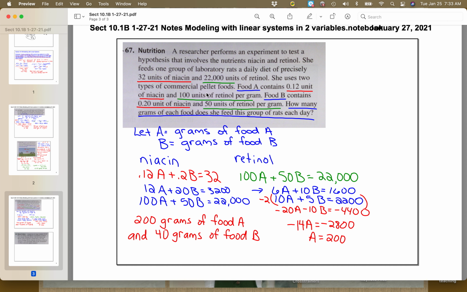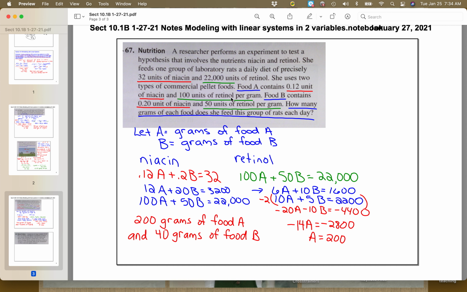We've got food A contains 0.12 units of niacin. So for the niacin, for every gram of food A, she has 0.12 units of niacin. And food B contains 0.2 units of niacin, so 0.2 times B. So this is what one of the equations is going to be about niacin in terms of the two different kinds of food. And she has 32 units of niacin altogether, so that's what you set that sum equal to.